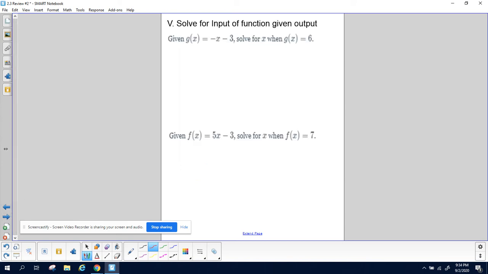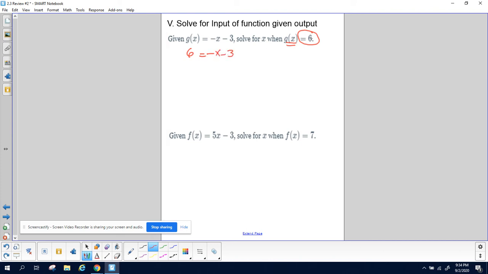All right, section number 5 for tonight's assignment has problems like this. If I give you a function defined as -x minus 3, solve for x if you're told g of x is 6. That's a really fancy language for telling you they want you to put 6 where you see the g of x. Where you see g of x, put 6. Where I see g of x, put 6.